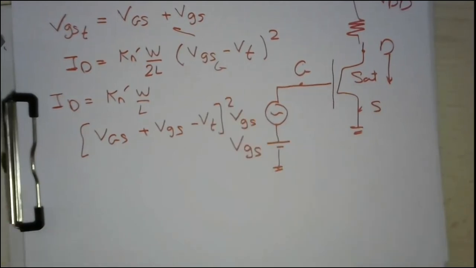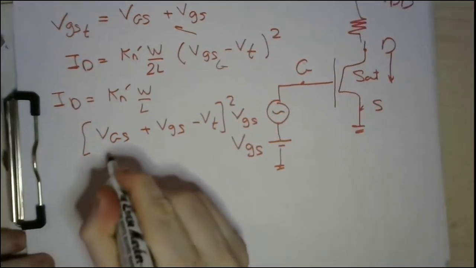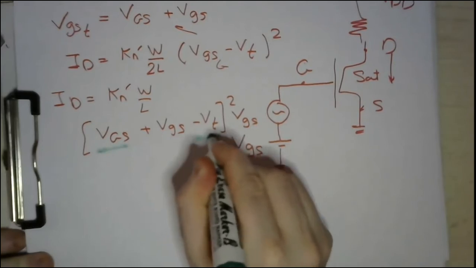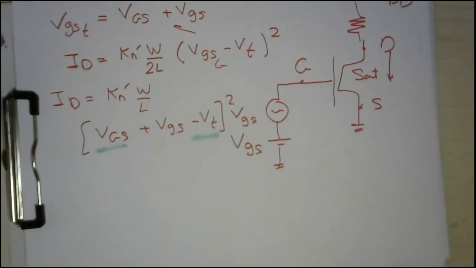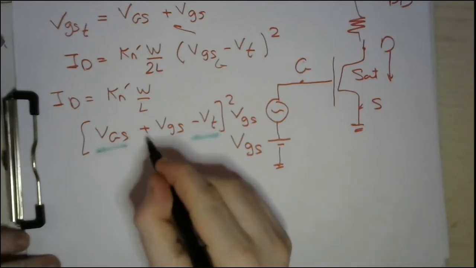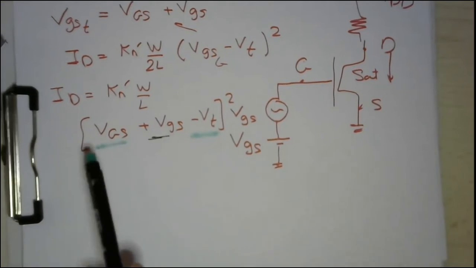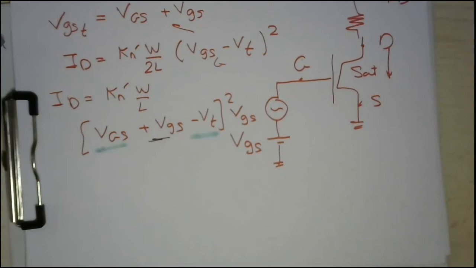Perfect. Now let's break down this bracket. While we are breaking it down, we will consider it like that. The VGS and V threshold will be considered one term, and V small gs will be considered the other term. Why do I distinguish it like this? Because simply V capital GS and V threshold are DC voltages, while V small gs is an AC voltage. So I will break down this bracket in this manner.